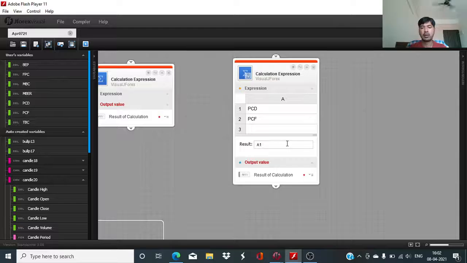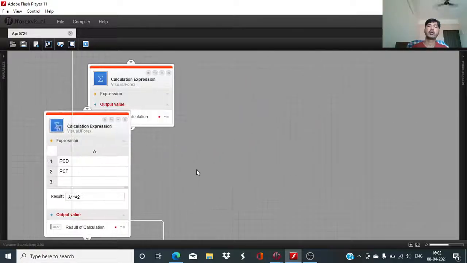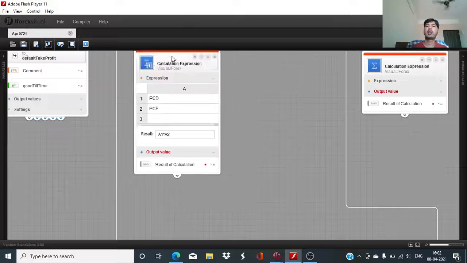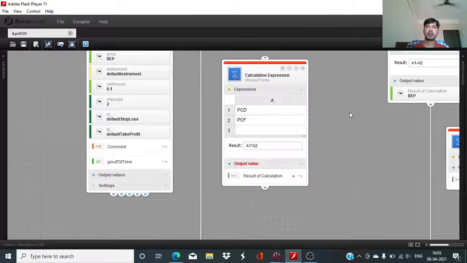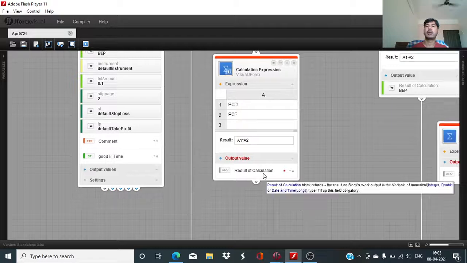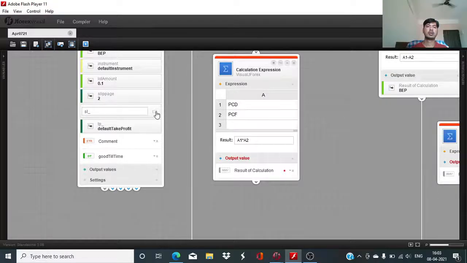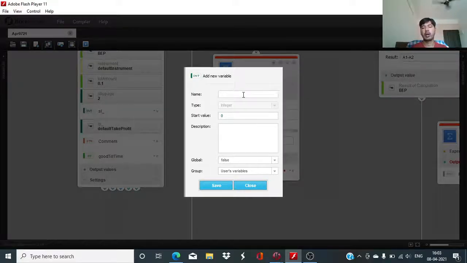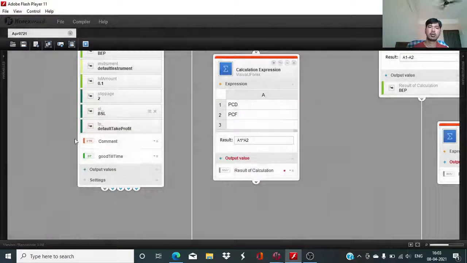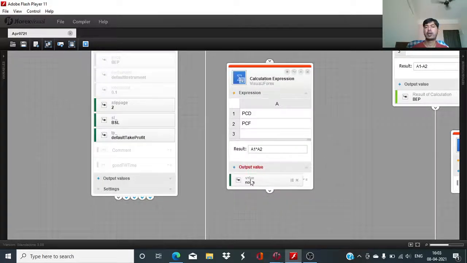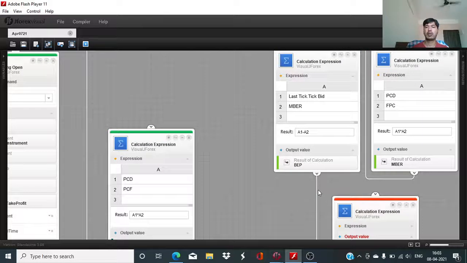Okay, and it is A1 into A2, and also we have to make sure that we match the data type. For that I will not create the variable here, instead I will create the variable here. And this is going to be buy stop loss, and its value will be the result of calculation. Okay, and we will disconnect it here.